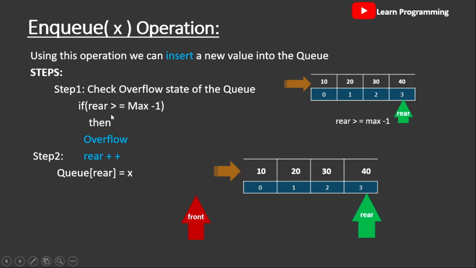So now you can see that the queue is completely full, and if I would like to insert one more value, 50, it tells us that the queue is completely full and it is overflow, because rear is 3, and when rear, which is 3, is greater than or equal to 3, the condition fails, it comes out of this particular condition and it displays that the queue is overflow. Overflow means the queue is completely full.